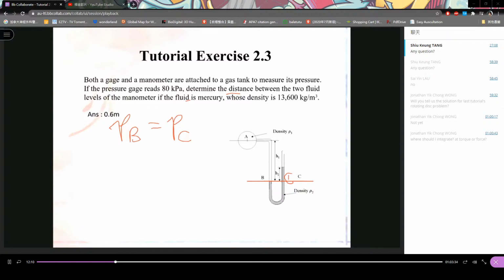So next, what is P_B? Now this time we apply our hydrostatic equation. P_B is equal to P_A, which is the pressure here, the same as the pressure in the gas tank, plus the pressure created by the gas column, rho_gas g h1. Here is a gas column. Now, the density of gas is very small when compared to that of mercury, so the effect of the gas density is very small.